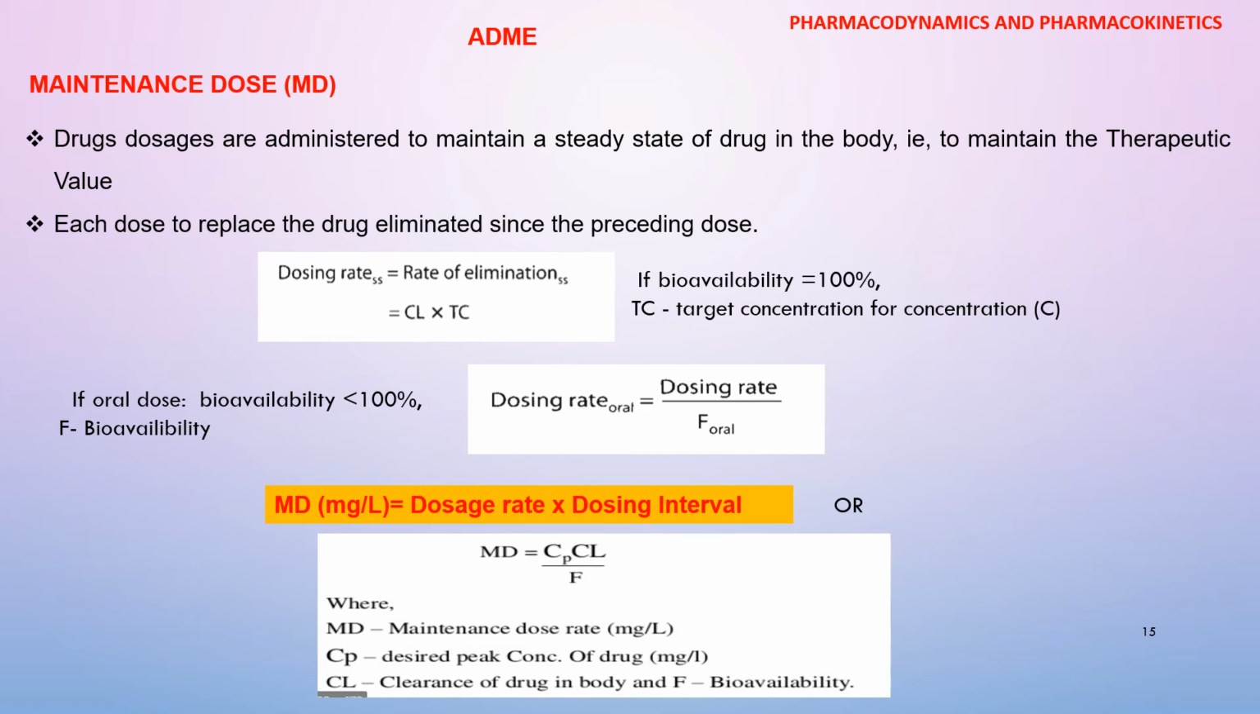Whereas in case of oral doses where the bioavailability is less than 100%, the oral dosing rate should be the ratio of dosing rate to the bioavailability of the oral dose. In such cases, the maintenance dose is calculated as a product of dosage rate and dosing interval.